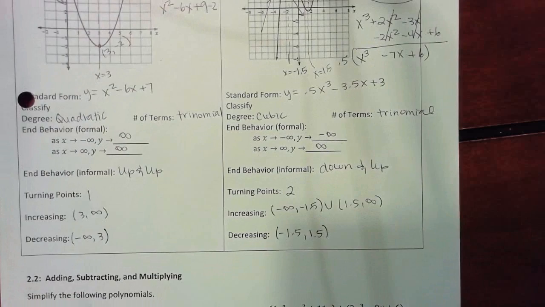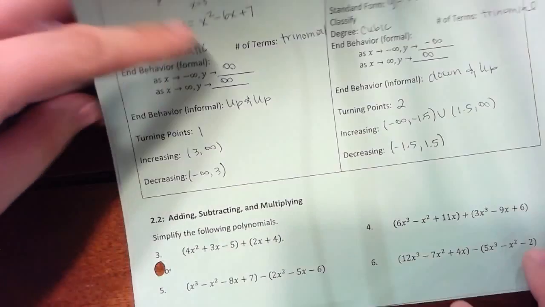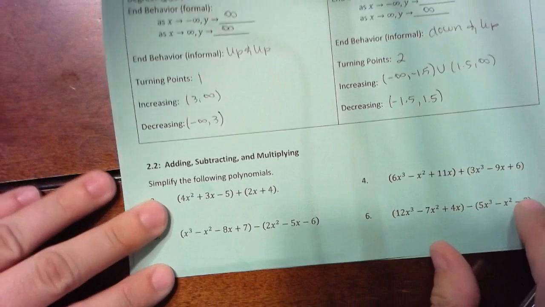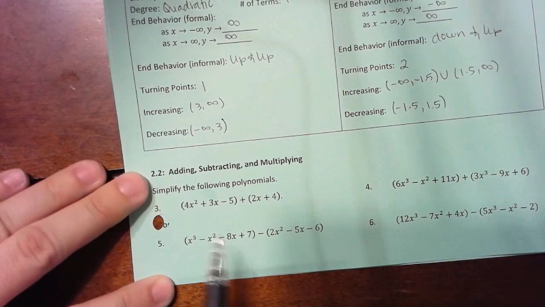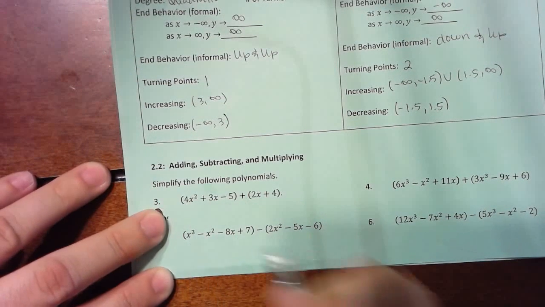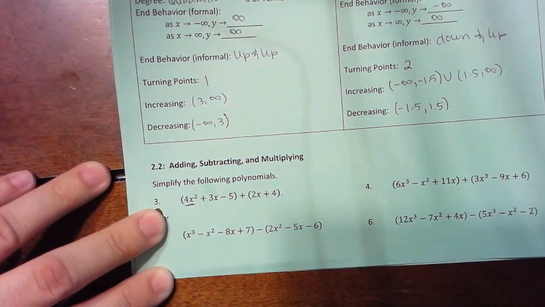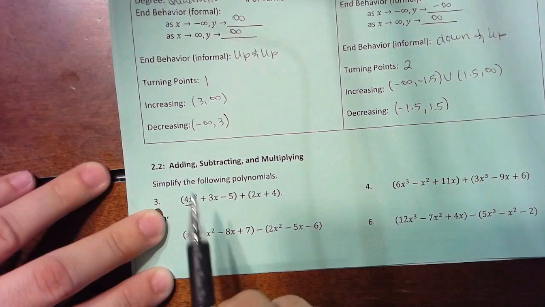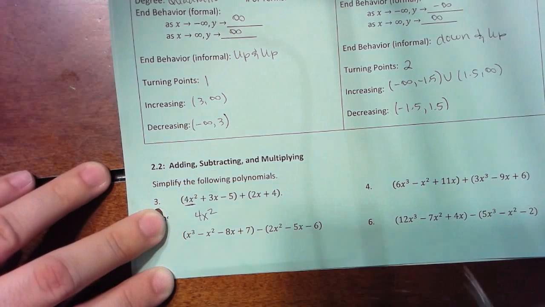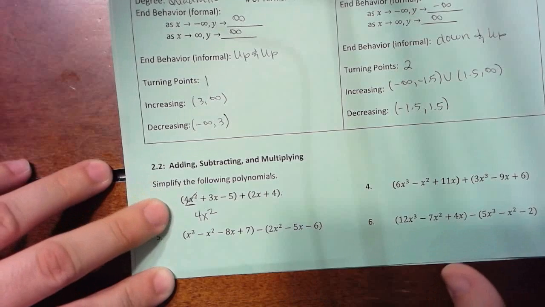Okay, that's section 2.1. Let's look at 2.2. In 2.2, our whole goal is to add, subtract, and multiply. On this one, we're combining like terms. If the add is right there, we don't need the parentheses at all. One thing to remember, I'll tell you in just a second. So this one, there's no other like term for 4x squared, so just 4x squared. When I'm done, I like to cross them off. That way I don't forget about them, and I don't add them in twice.